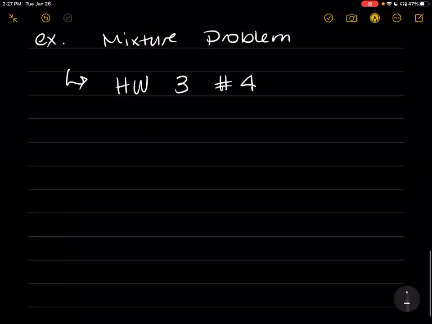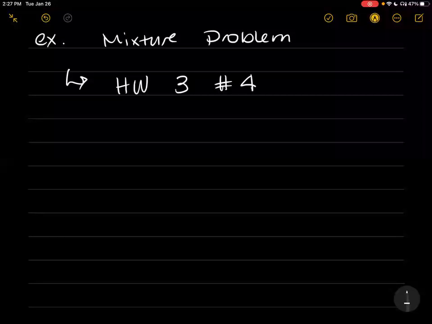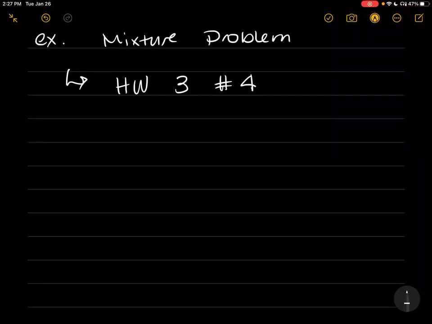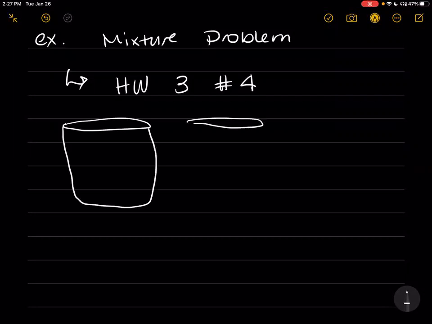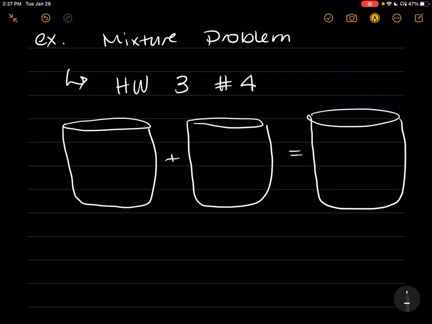So a lot of people had a lot of problems with this. So if this one was tricky for you or you got it wrong, don't worry, you're not alone. So that's what I'm going to go over right now, and hopefully this will clarify the process to set up these mixture problems. While not all mixture problems are this way, basically any mixture problem in this class is always going to have 3 sort of pots or buckets that we're working with. 2 that we're combining and 1 that we're trying to get to.